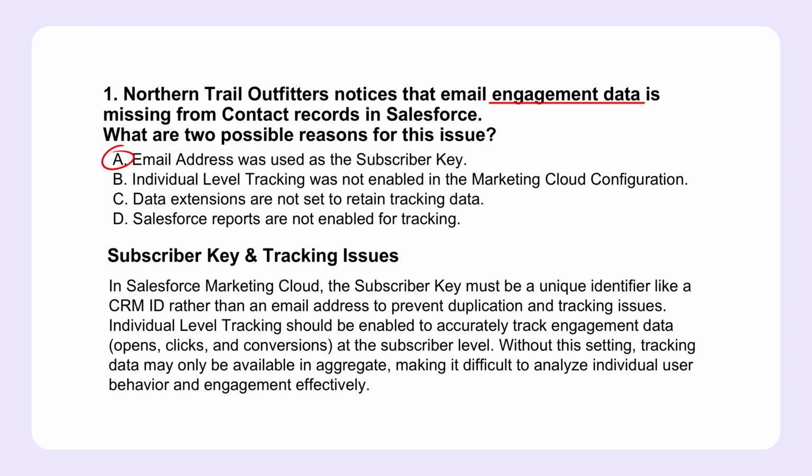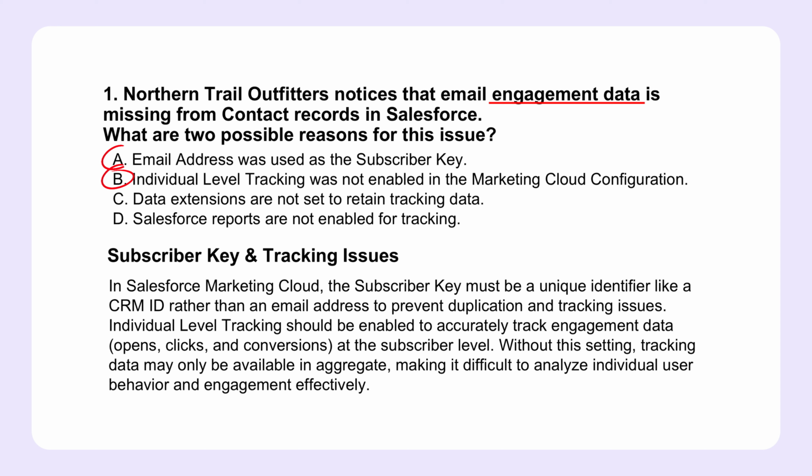At first glance, that seems to make sense, right? Email addresses are kind of like the universal identifier online. So what's the problem with using them? The problem is that an email address isn't always unique to a single person. You've got shared family accounts, and people forwarding emails to colleagues. So Marketing Cloud needs a truly unique identifier, like a contact ID or a dedicated subscriber key, to make sure engagement data gets linked back to the right person in Salesforce. If you're just relying on email address, that link can break down and you end up with missing or misattributed data.